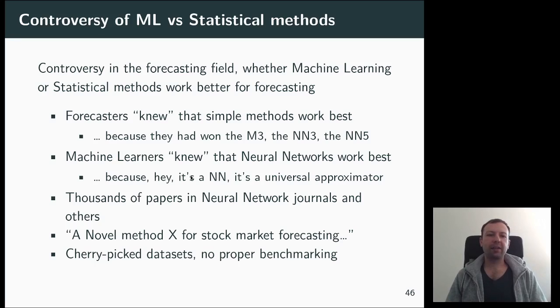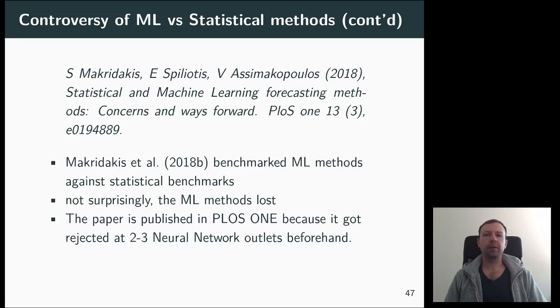So that actually led to thousands of papers in neural network journals and other places, which are a bit similar to what I outlined in the introduction: a novel method X for stock market forecasting with a cherry-picked dataset, no proper benchmarking, and not very solid. So that was quite a well-known fact in the forecasting community.